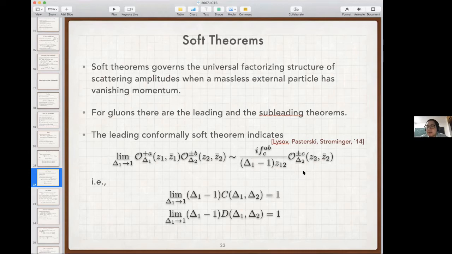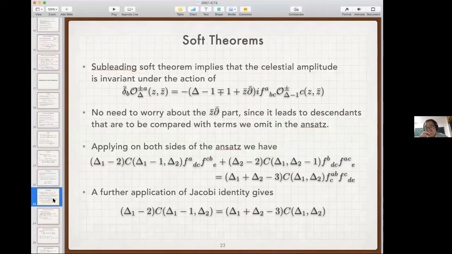to approach this form. Okay, so there is a pole in delta one at the value of one, and also the other parts are determined, and so that means that the residue of this pole in C is already also determined to be one. Okay, so you have this additional relation. So this is a constraint coming from the leading soft theorem. And in addition, if you look at the subleading soft theorem, it has some more to say.